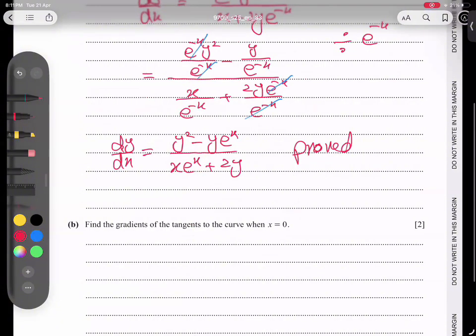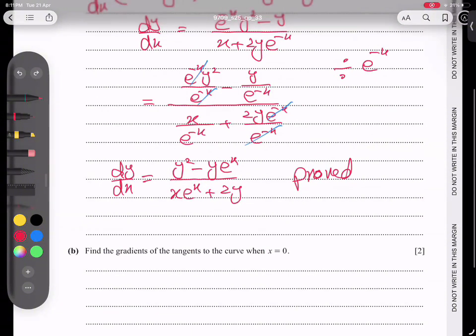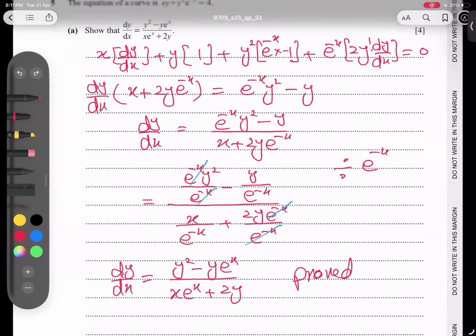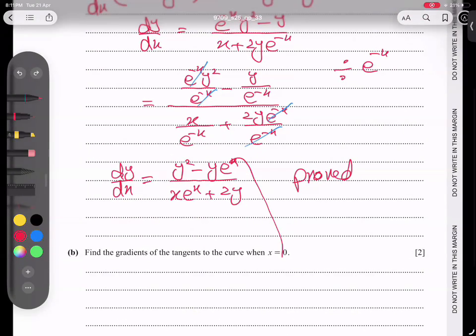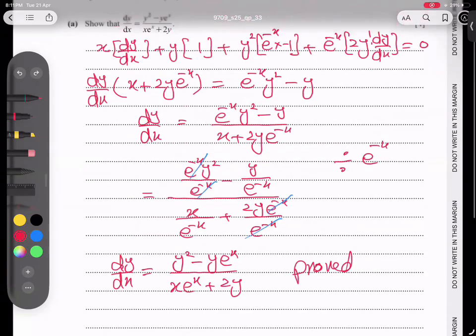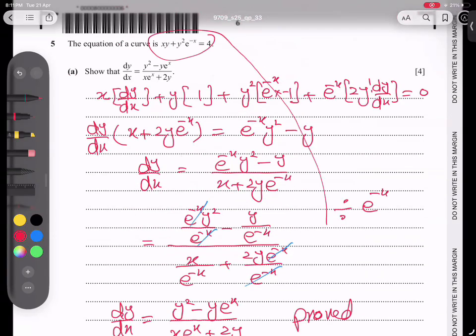Next part: find the gradient of the tangent when x is 0. We have to plug in. Where x is 0, if I plug in 0 here, it's not useful, we have to plug in y as well. So first of all, we have to check the y. So when I plug in x here, wait a minute, please.